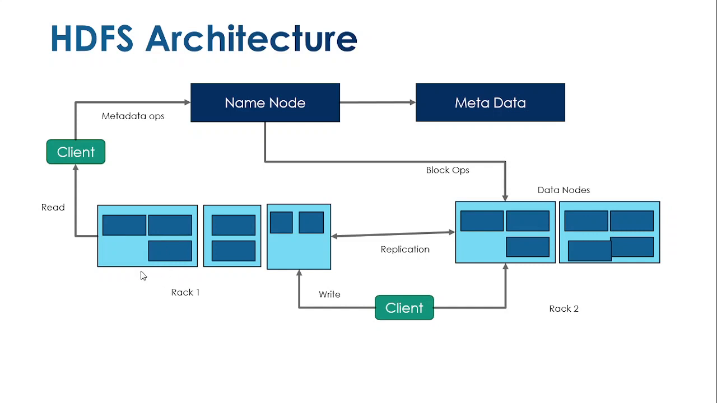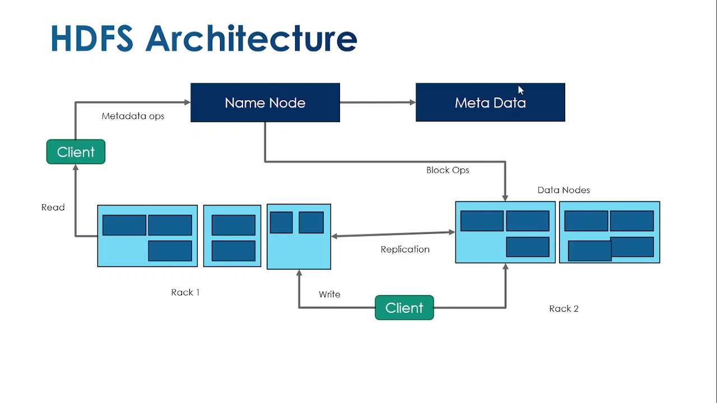Here we can see rack 1, where a set of data nodes would be there. Each data node has different sized chunks, and each chunk of data can be stored in a particular data node, and the offset information is managed in the name node.